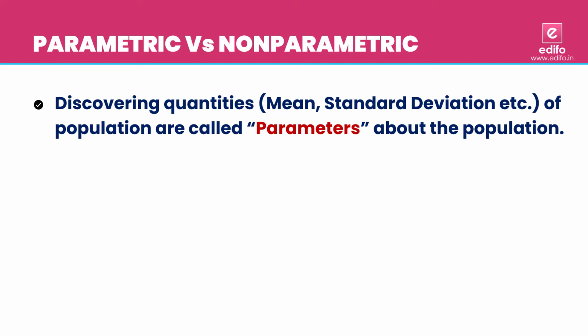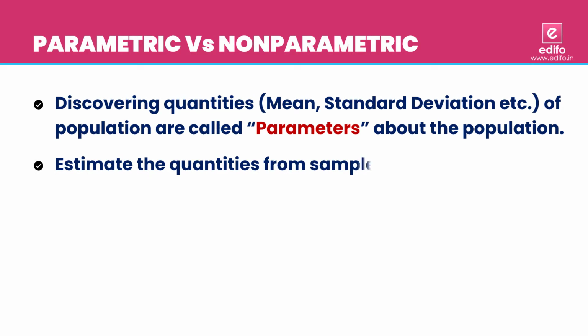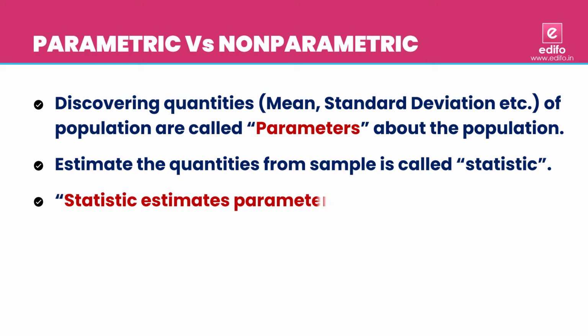But the important thing is that we find the parameters about the population using the sample. We only take the data of the sample and we find these parameters. So, if you find the parameters from the sample, that is called a statistic. So, we can say that statistic estimates parameters, or sample is used to estimate the parameters of the population.